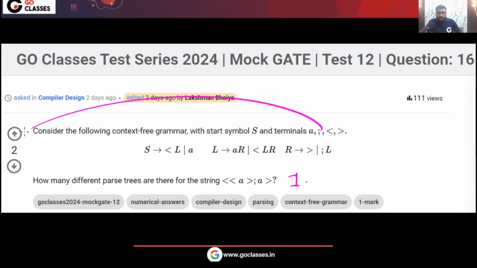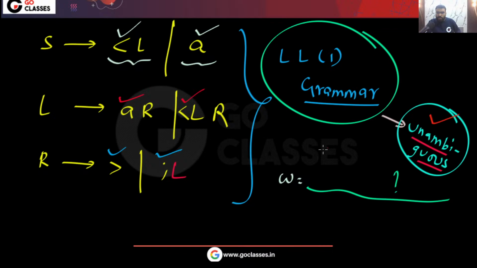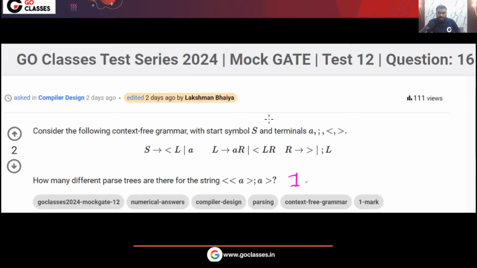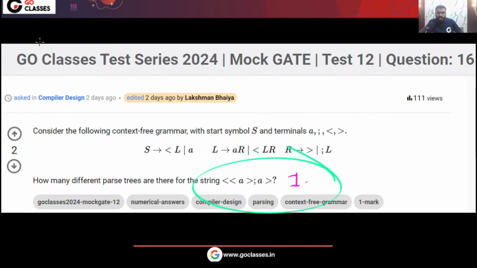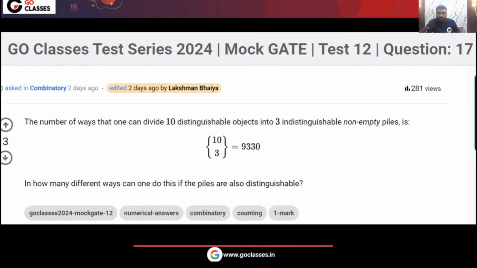Is this question clear to everyone? The given grammar is LL1. Every LL1 grammar is always unambiguous. So any string which belongs to the language of this grammar, any string which can be generated by this grammar, will have only one parse tree. Yes or no? It will have a unique parse tree. So the answer for this question will be 1.